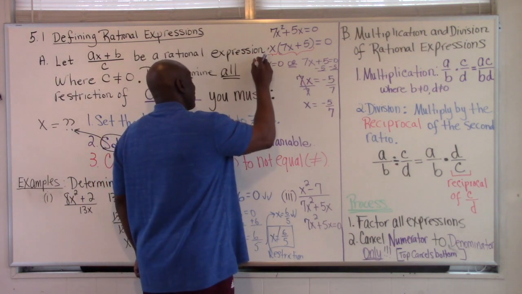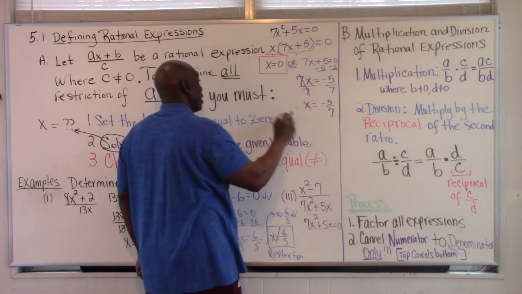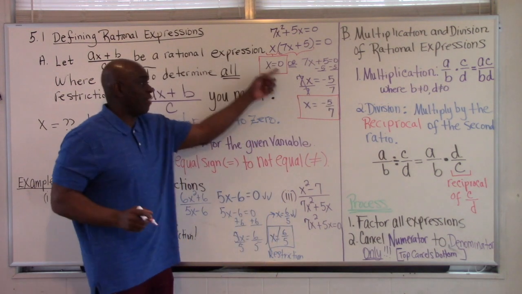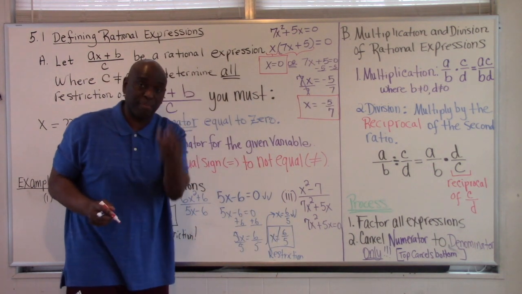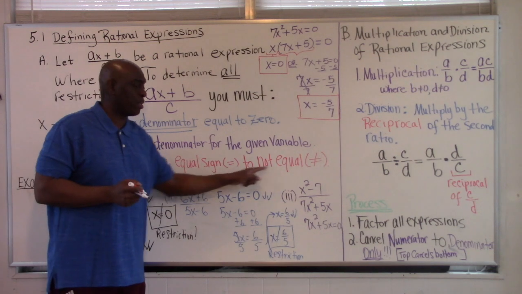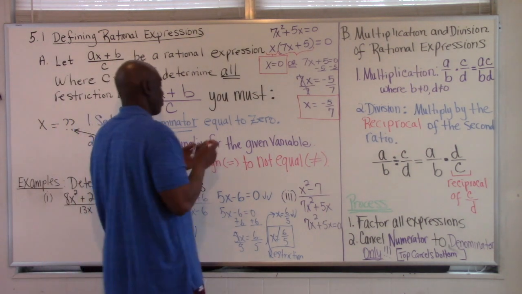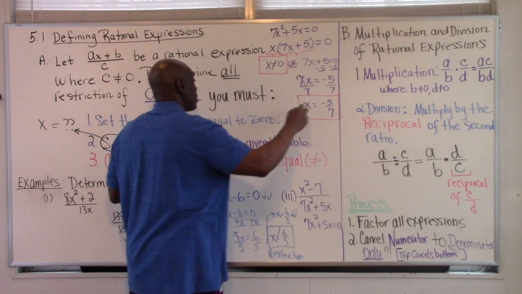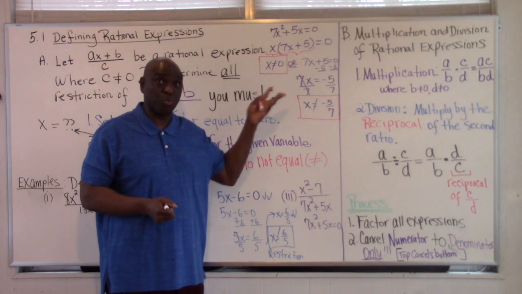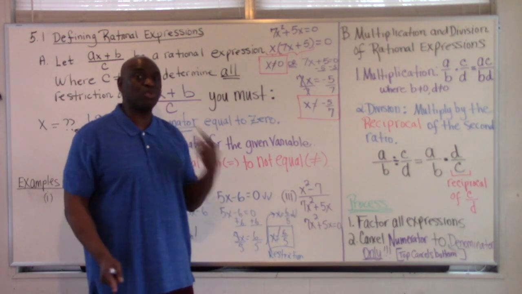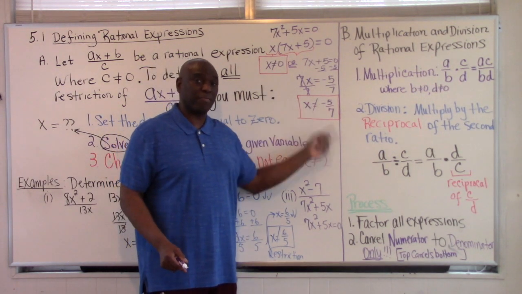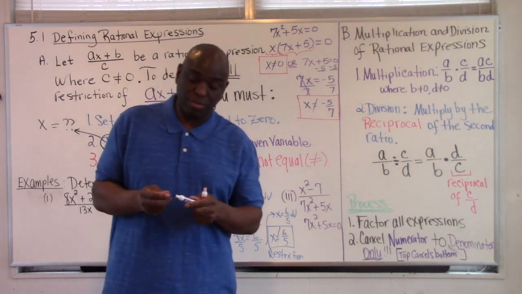Notice this. We have x equals 0, and we have x equals negative 5 over 7. And when you have these two, do not forget to do the third step. Step 3 says change the equal sign to a not equal sign. So let's slash them both like this. Not equal to 0, not equal to negative 5/7. Those are the two restrictions in this case. X can be all values except: x cannot be 0 and x cannot be negative 5/7. And that's how you find restrictions of rational expressions.